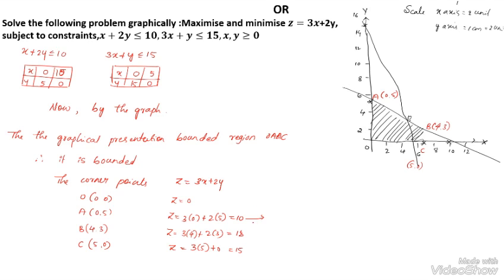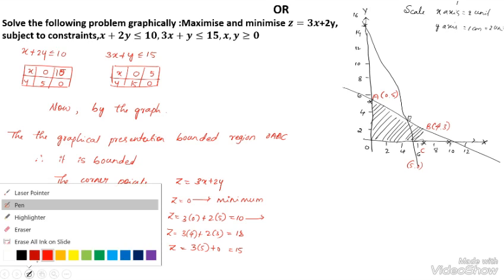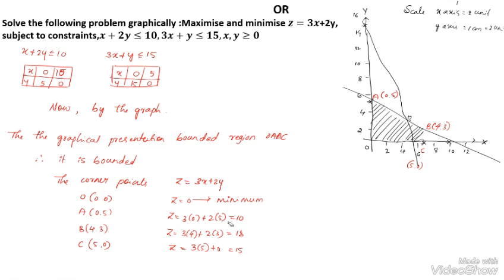Z attains minimum at 0 and maximum at 18. So I can write, therefore, the maximum value of Z attains 18.